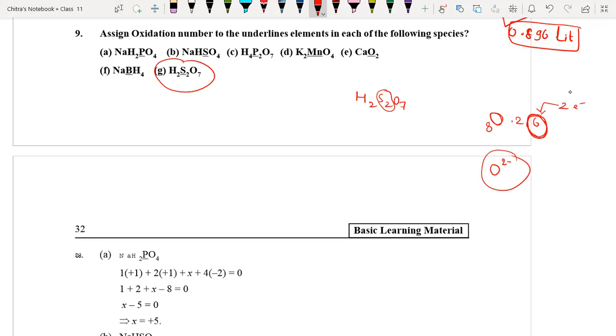So the charge on oxygen is -2. But here we have 7 oxygens, and -2 charge is on 1 oxygen, so we have to multiply it by 7. So 7 into 2 will be -14. Everyone, keep replying quickly.